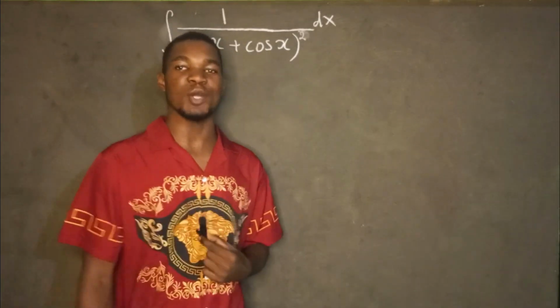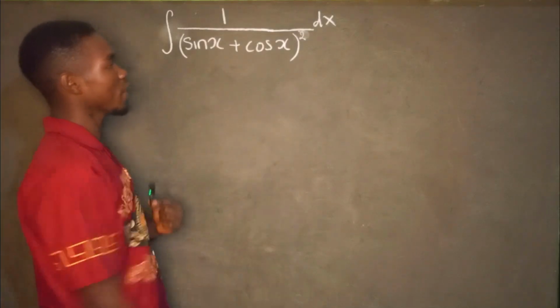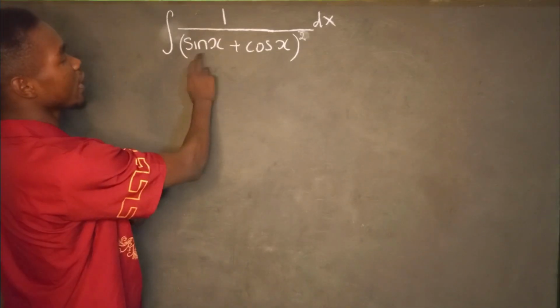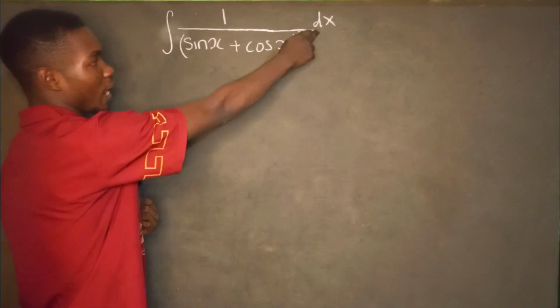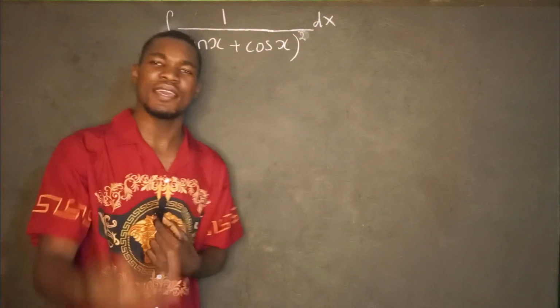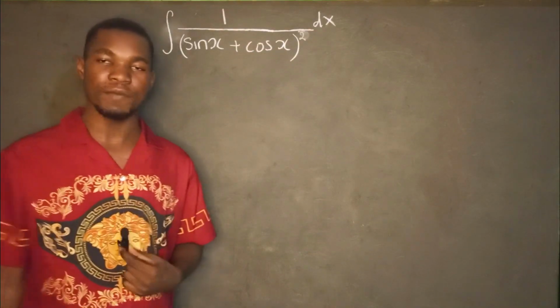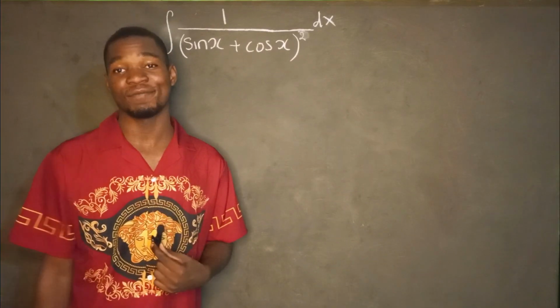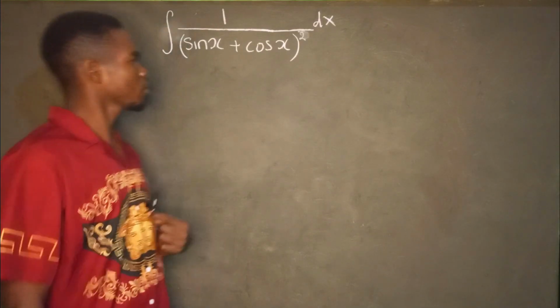In this video, we shall be looking at this interesting integral we have on the board. It is the integral of 1 over (sin x + cos x) squared dx. So please pause the video and give it a try. Then unpause the video now to check the solution. Done? Okay, let's dive in.